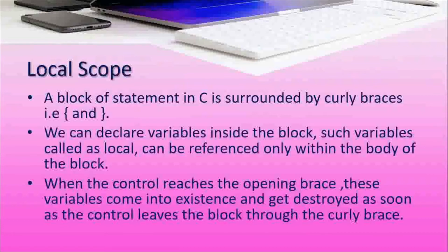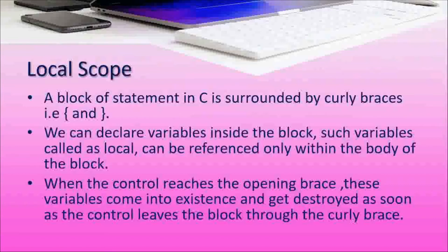That is, whenever the closing curly brace for that particular opening curly brace appears, at that point the scope of that variable ends. Only within that opening curly brace and the closing curly brace can that variable be accessed. That is why it is known as a local variable or a variable with a local scope, because the availability of that variable is limited only within that particular block.